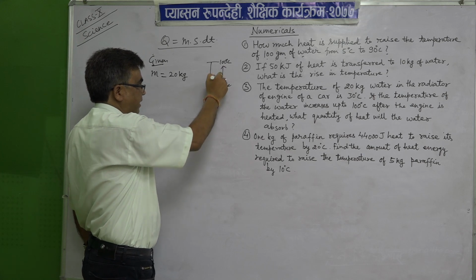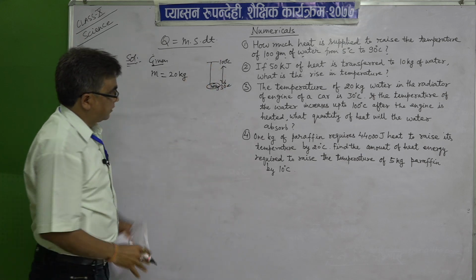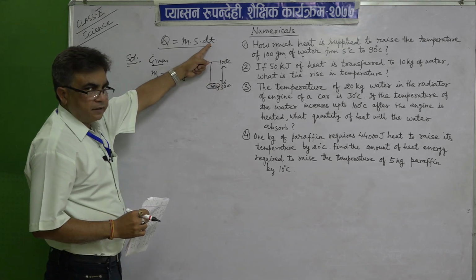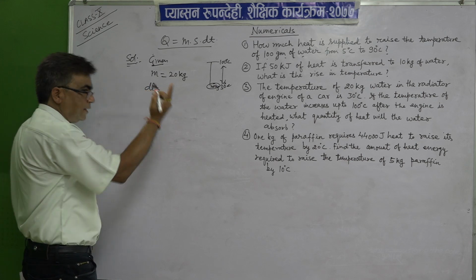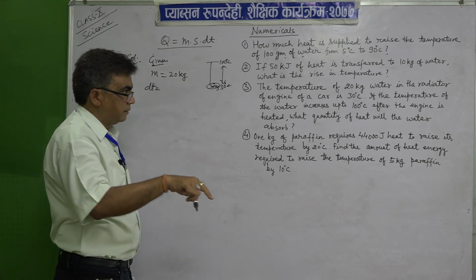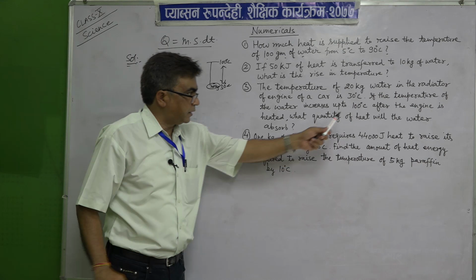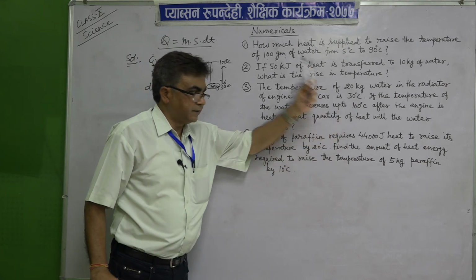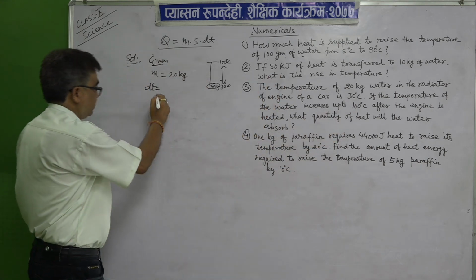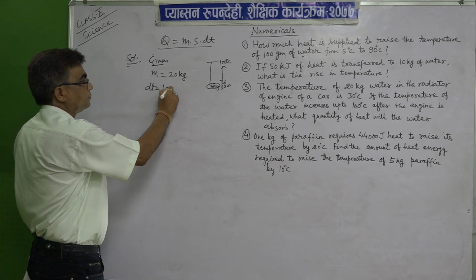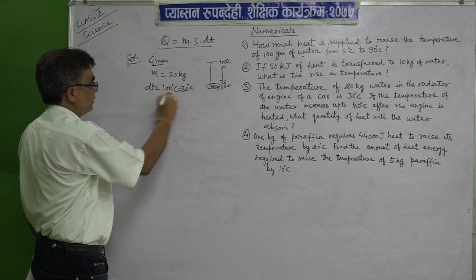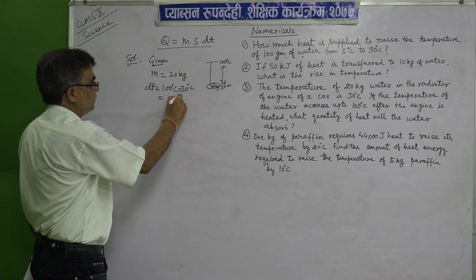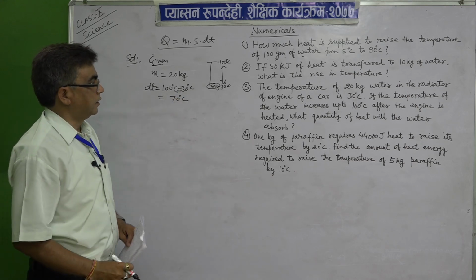So, there is a temperature difference from 30 to 100, that means dt we can get from here. So, dt is your final temperature minus initial temperature. Final temperature is your 100 degree centigrade, initial temperature is 30 degree centigrade. So, dt is 100 degree centigrade minus 30 degree centigrade, and that is equal to 70 degree centigrade. Clear?